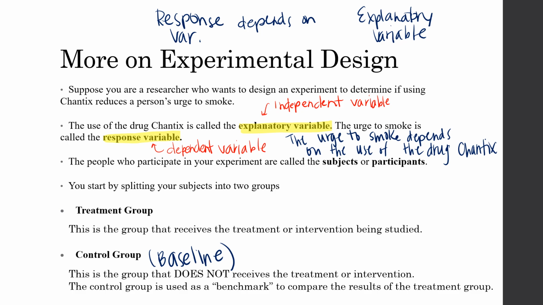Now, sometimes whenever you split your subjects into two groups, you might observe something called the placebo effect. Keep in mind that these people, your subjects, don't know who's getting the treatment. The subjects in the study do not know.